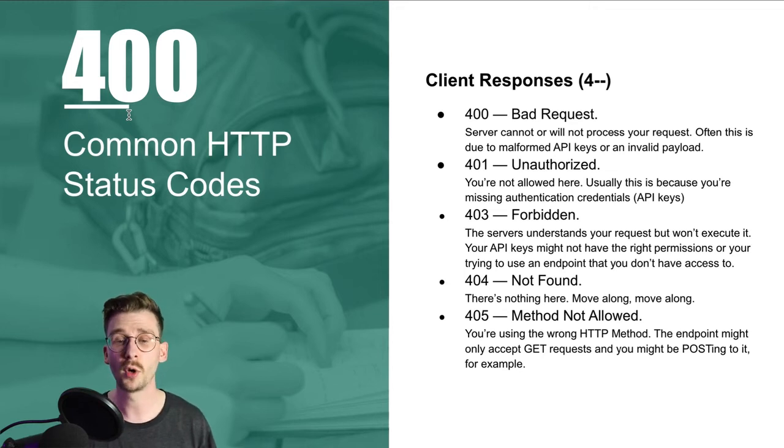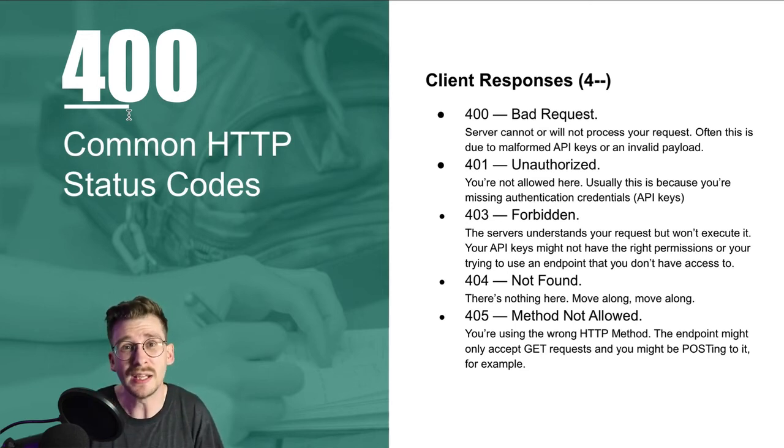So the server in a 400 response cannot or will not process your request. Maybe you have bad API keys. Maybe it thinks that something is wrong. Maybe for whatever reason, it just thinks that the text that you sent isn't right. Maybe you have a typo in there. Who knows? But it's saying that there's something wrong in there.